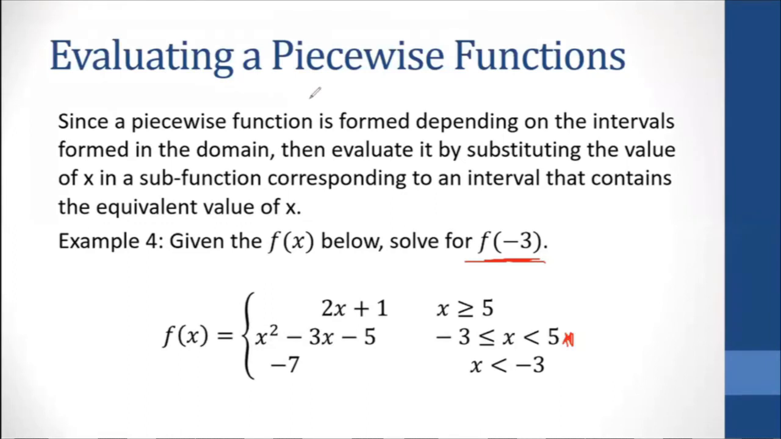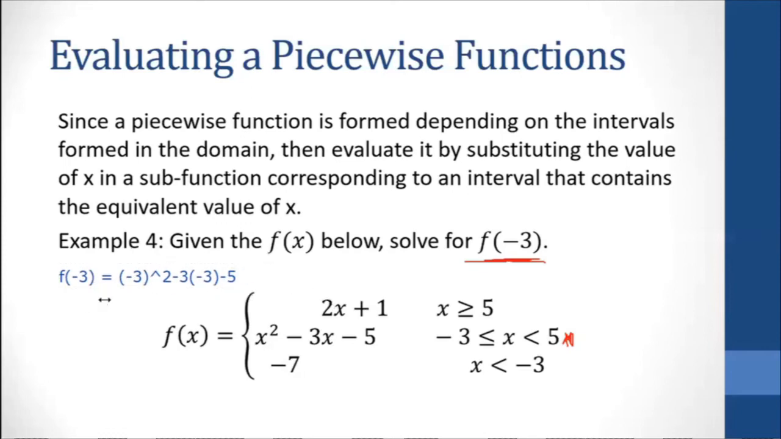Ang kukuhanin natin ngayon ay itong second subfunction. So, f of -3 is equal to (-3) raised to 2, or squared, minus 3 of -3, minus 5. Okay. Nanggaling yan dito sa ating second subfunction. Okay.